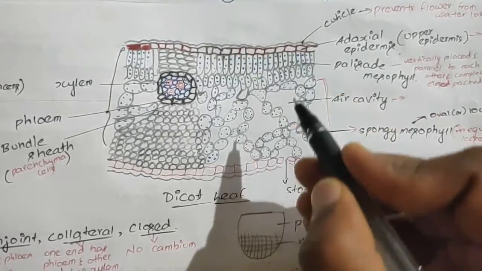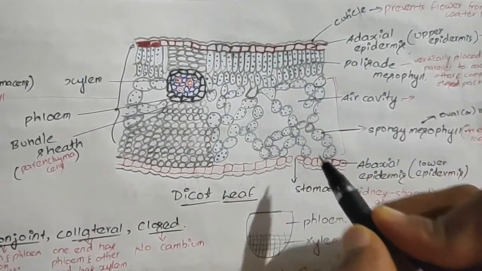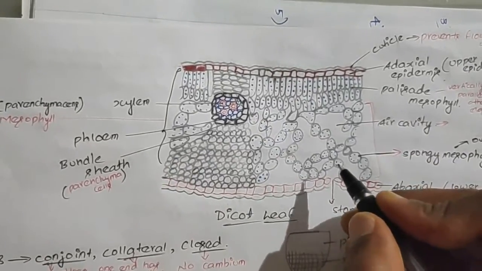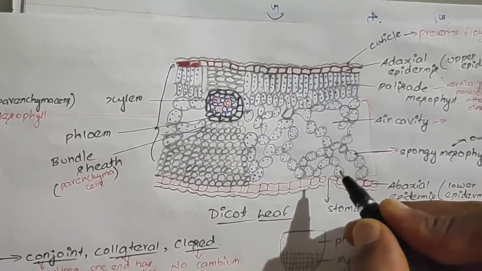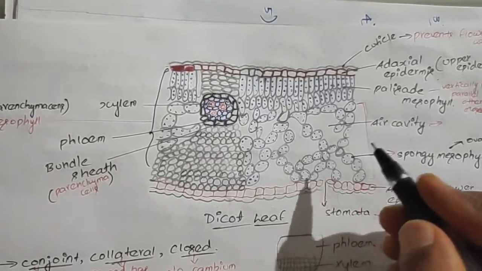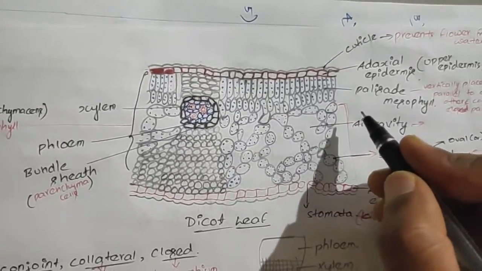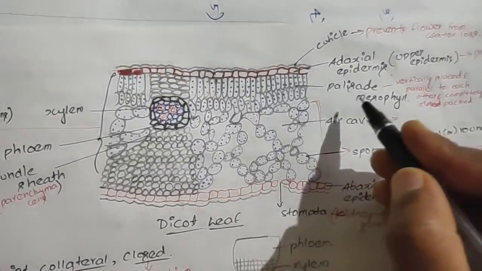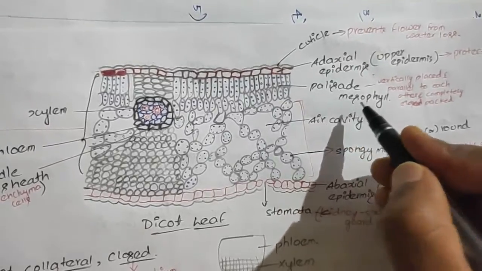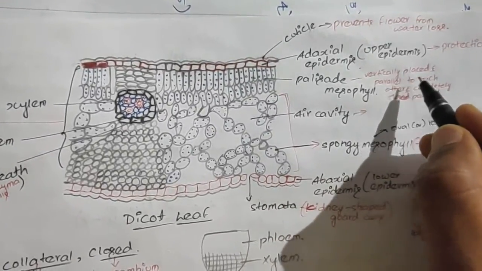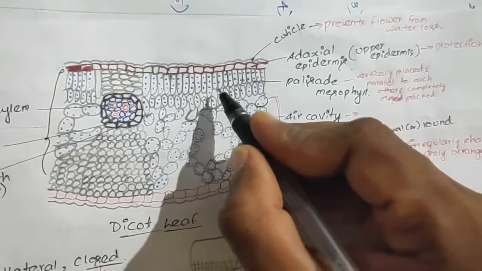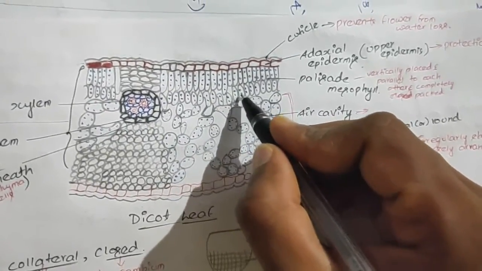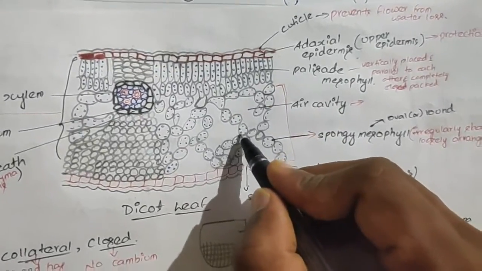In between the adaxial or upper epidermis and the lower epidermis, the complete region is the mesophyll region. This mesophyll is made up of parenchymatous cells. In dicotyledon leaves, these parenchyma cells are of two types: one is palisade mesophyll and the other is spongy mesophyll. The cells of the palisade mesophyll are vertically placed and parallel to each other, and intercellular spaces between these cells are completely absent. Below this palisade mesophyll is the spongy mesophyll.